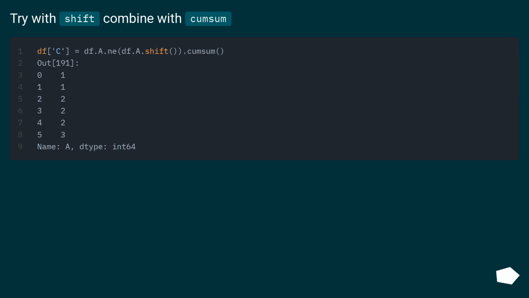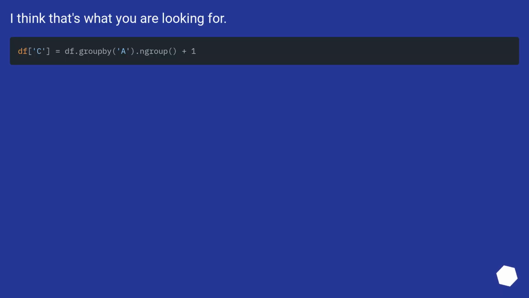Try with shift combine with CumSum. I think that's what you are looking for.